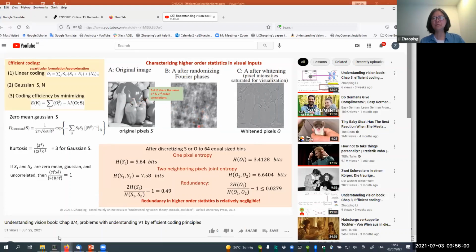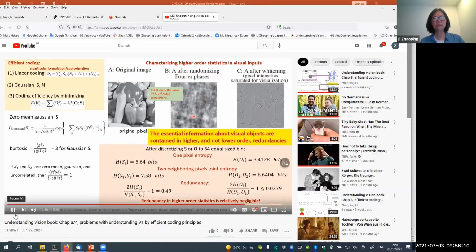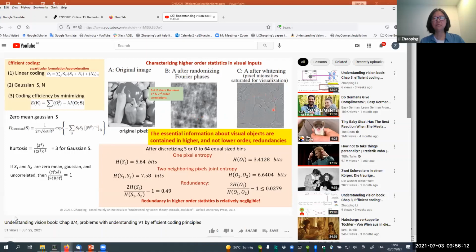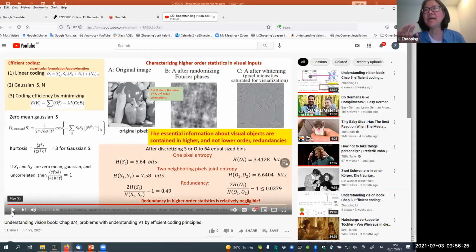And from this, we see that the essential information about visual objects are contained in the higher order redundancies, but not in the lower order redundancies. So therefore, perhaps it's a good idea to keep these higher order redundancies rather than removing them, even though keeping them is for the purpose of object recognition rather than for efficient coding. Yeah, so that's the idea. So of course, this is going beyond efficient coding. That's something I'm going to talk about. That's the last session. So this is probably a long answer to, is Gaussian a good approximation?